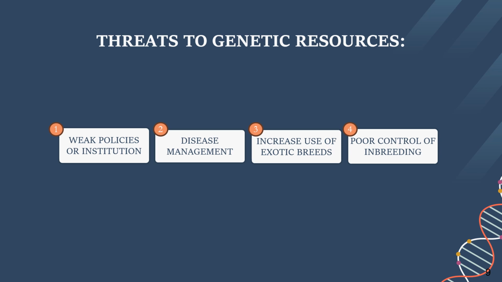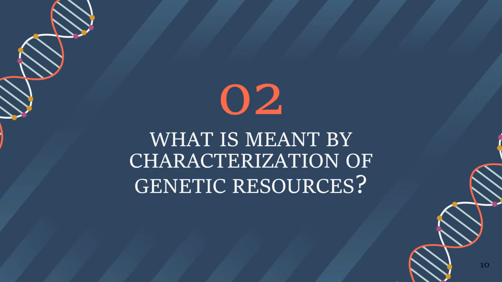Disease management is a system of coordinated healthcare intervention where patient self-care efforts are significant. Increased use of exotic breeds as pets is also a reason, and poor control of inbreeding has also become a threat to genetic resources. So now, what is inbreeding? Inbreeding is the breeding of closely related people or animals, especially over many generations. It is a very bad idea as both copies have negative effects. This field is very broad, ranging from characterization to conservation to genetic improvement.